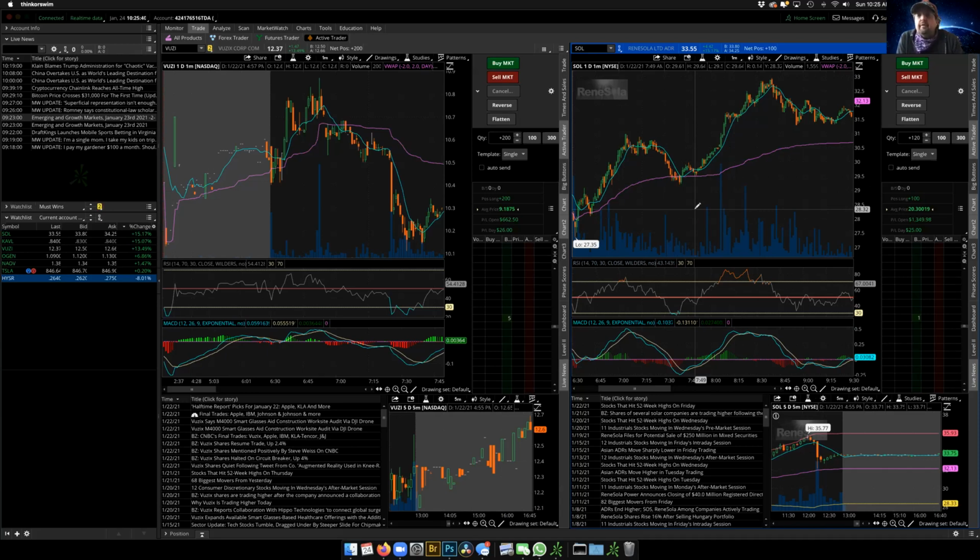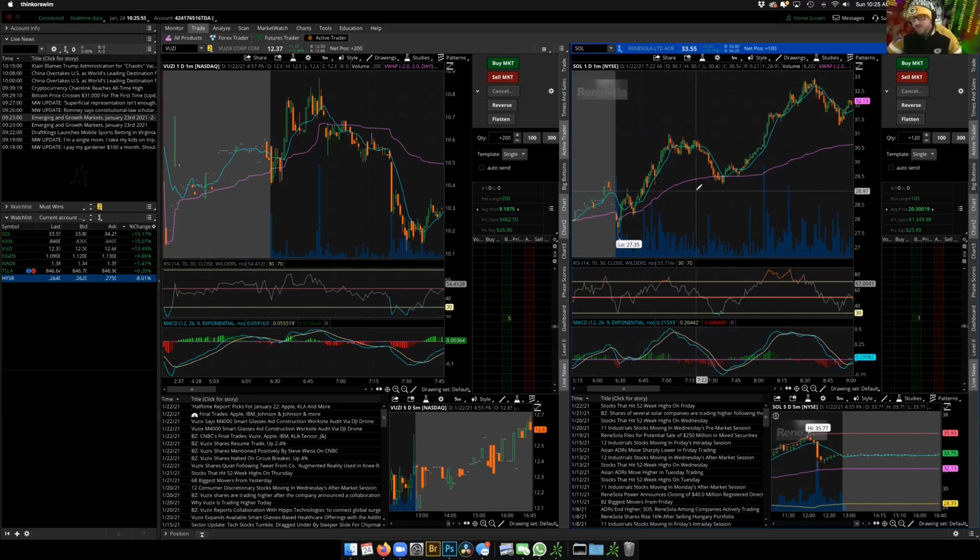Got what, 33 there at the top. For the new folks, anytime a stock hits that, it has the potential to hit that and more. So you might have to wait a while, but it has the potential. So on this one here, you also want to notice the pattern.